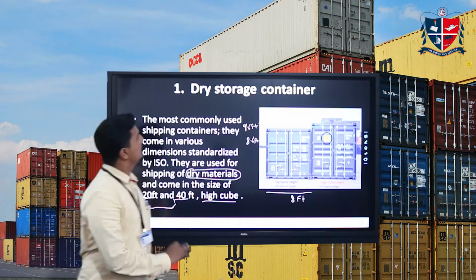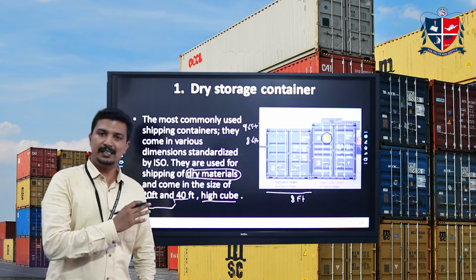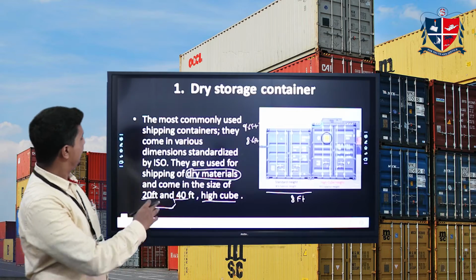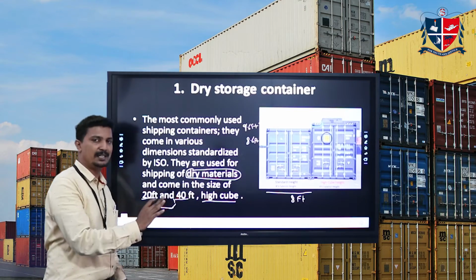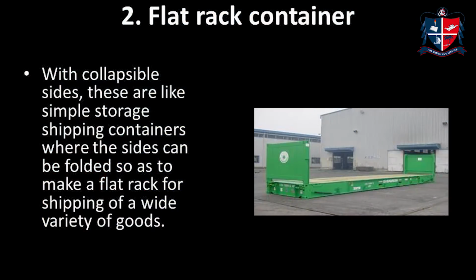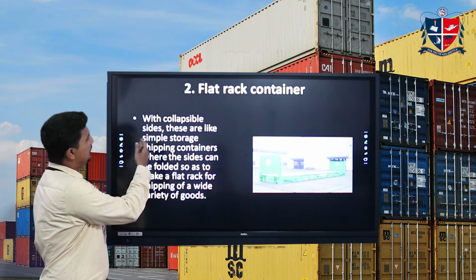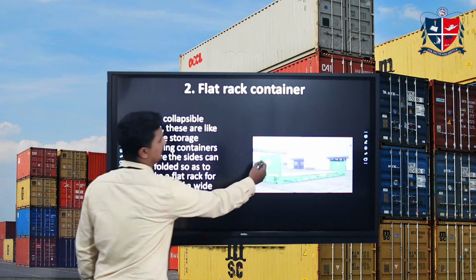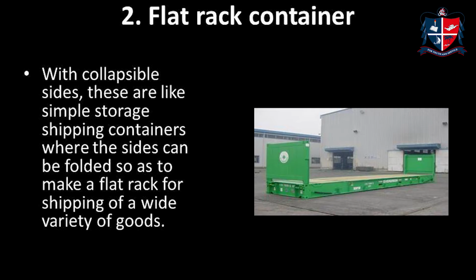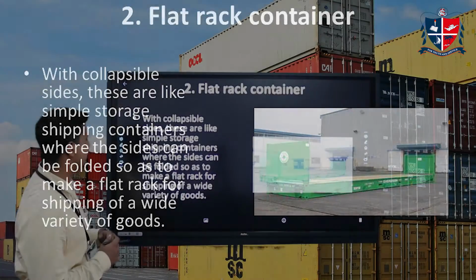So dry containers, mostly we use 20 feet, 40 feet, that is standard size, and high cubes. Then next type of containers are flat rack containers. Flat rack containers are equipped with collapsible sides. You can see these side walls. Side walls can be collapsed. These are like simple storage shipping containers where the side can be folded so as to make a flat rack for the shipping of a wide variety of goods.